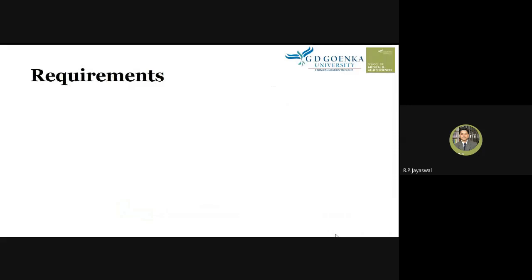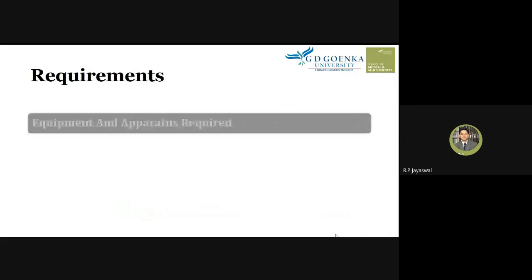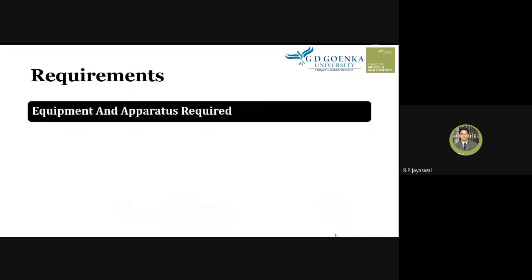This experiment will require some equipment and apparatus. So let's know what equipment and apparatus are required. We require a colorimeter, a centrifuge, autopipettes, and test tubes. The colorimeter helps you take the optical density or absorbance of the test and standard. The centrifuge is required to separate serum from the blood.